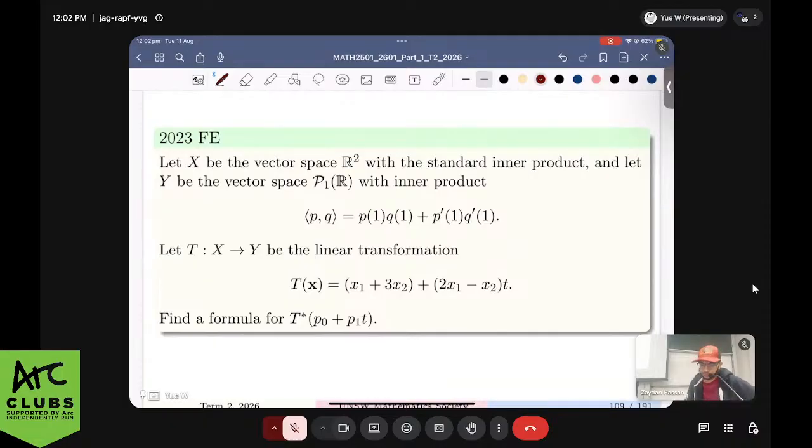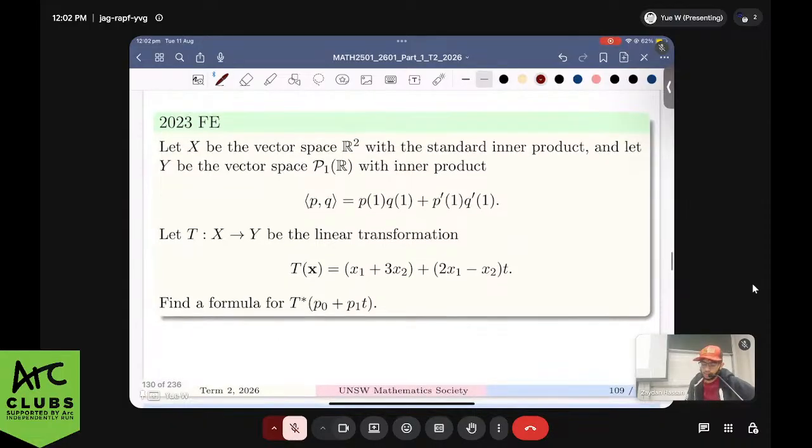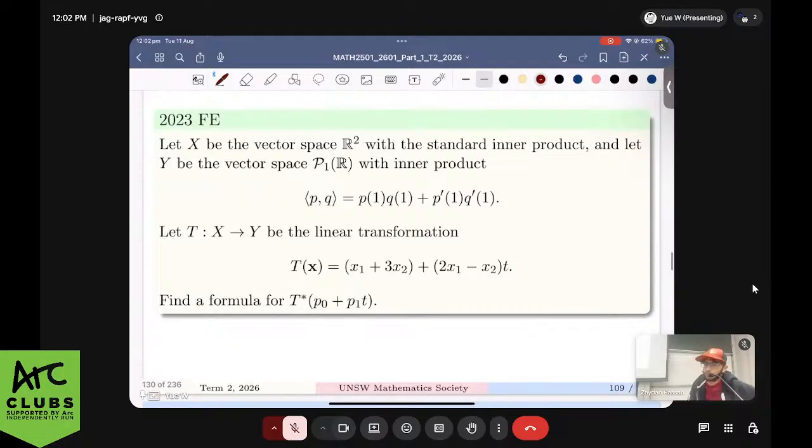Okay, so here's an example question. You have this inner product. You don't need to prove it is an inner product. And you have this linear map. Find a formula for T star.